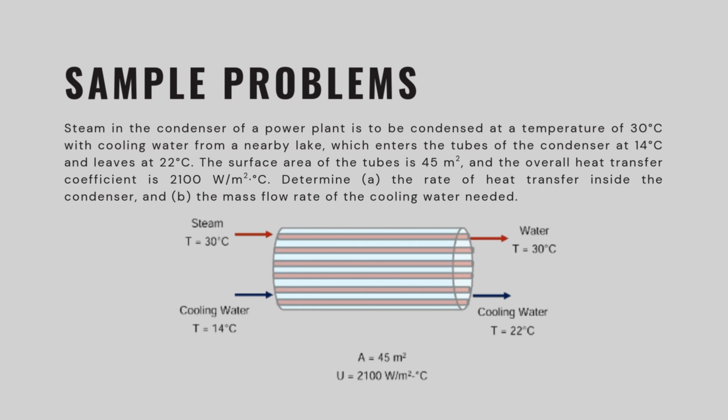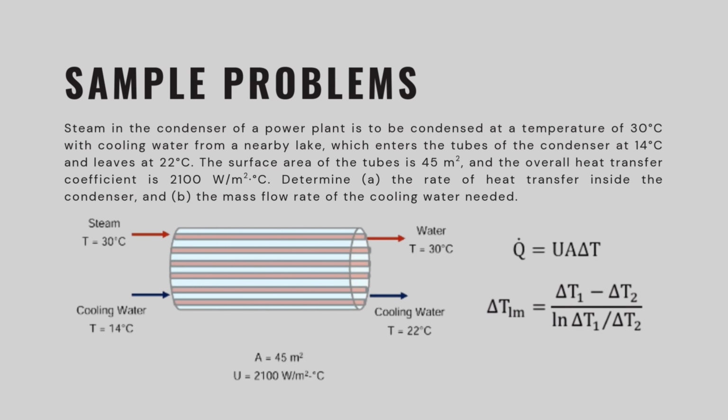Determine the rate of heat transfer inside the condenser and the mass flow rate of the cooling water needed. Here we are provided with a diagram of the whole system. For our first unknown value, we have to find the rate of heat transfer inside the condenser, which pertains to the tubes run with the cooling water.